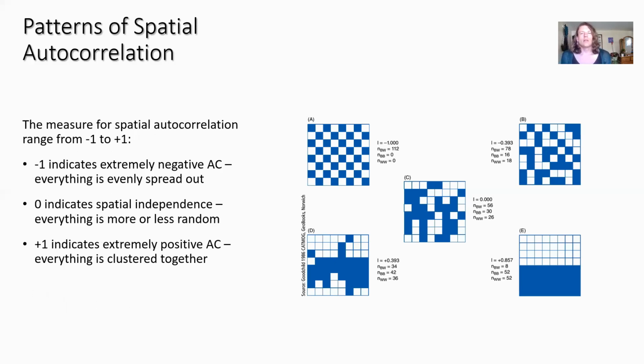So spatial autocorrelation can be represented using a number between -1 and +1, where -1 indicates extremely negative autocorrelation, saying everything is evenly spread out. 0 indicates statistical independence, so again, just more or less random. And 1 indicates extreme positive autocorrelation. Everything is clustered very closely together.